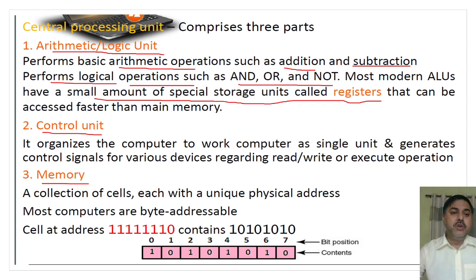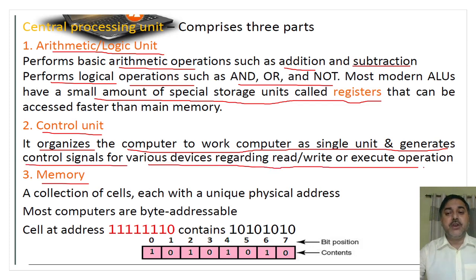Now a control unit, we say that it is organized so the computer works as a single unit. This is the control signal from the various devices regarding read, write, or to execute the operations. Clear? So regarding the read, write, and executing of the operations, this is the one section which is going to work on it.